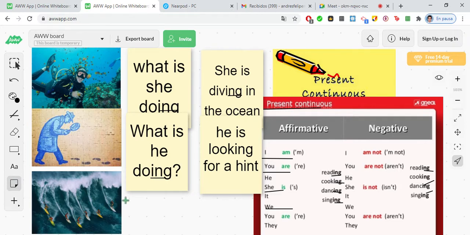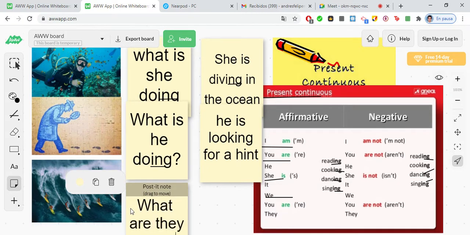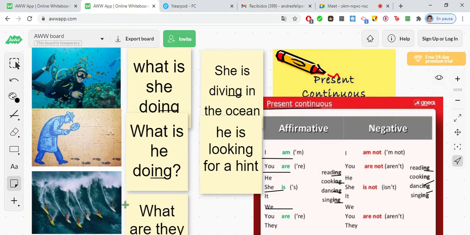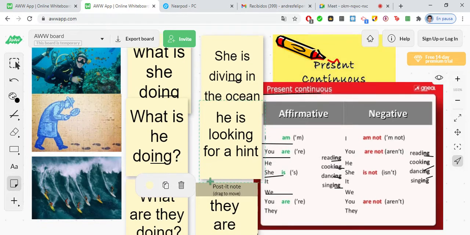In this case, it's plural because there are many people, so the subject is they. What are they doing? Look at the picture. What are they doing? 1, 2, 3. Right? The correct answer is they are surfing in the sea. They are surfing, okay? They are surfing in the sea. Ellos están surfeando en el mar.